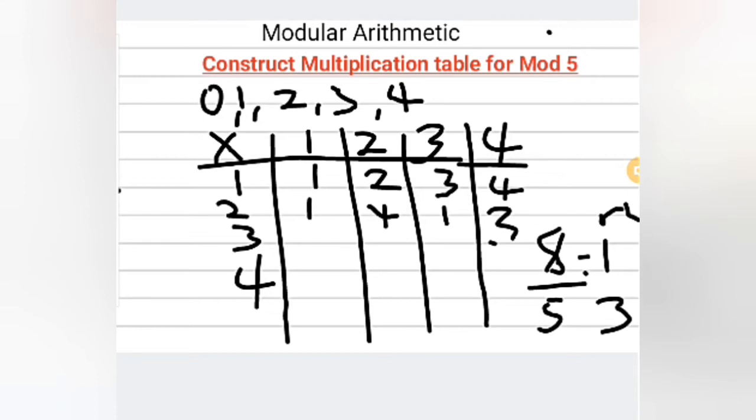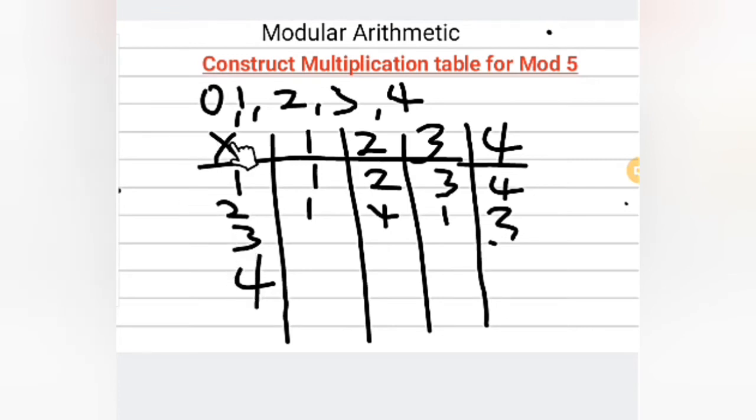We are writing what? 3. So the same rule will be applicable to the next line. So we are using 3 to multiply everything here. And by doing so, 3 multiplied by 1 gives what? 3. 3 multiplied by 2 gives 6. And as we did the other time, 6 divided by 5 gives what?